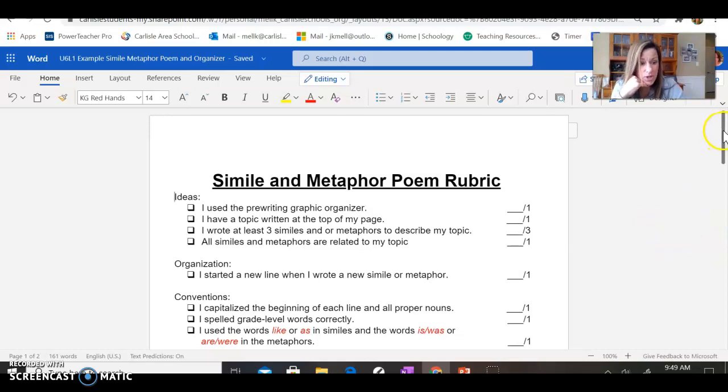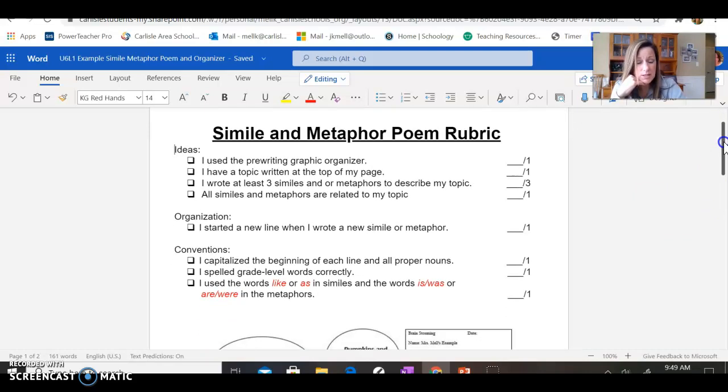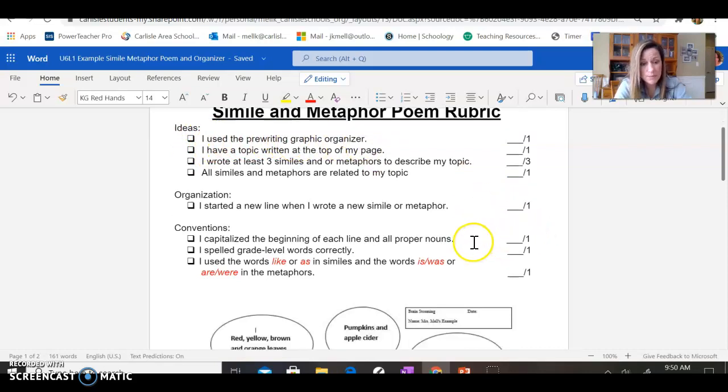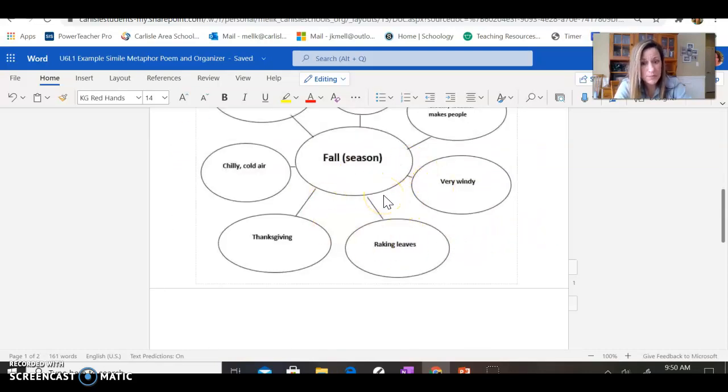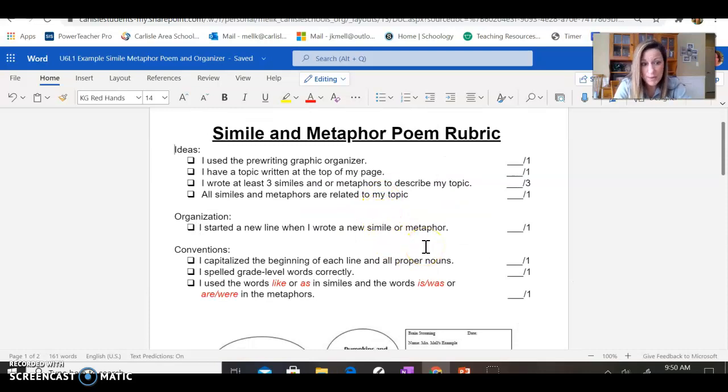Now, when you open your document, the first thing you're going to see is the rubric, okay? And I have put check boxes here on this rubric for you, so you are to use the check boxes. And then I will put in the grades that you will receive for doing the components of the activity here. So if you look down under ideas, it says, I use the pre-writing graphic organizer. You're going to have an organizer like this to fill out. You do not have to completely fill it out, but you need to have used it, okay?